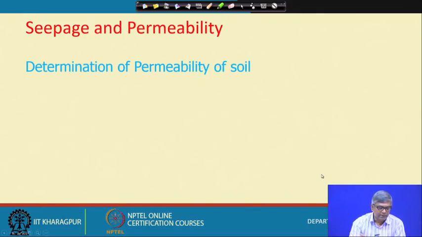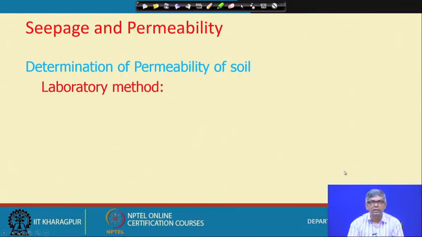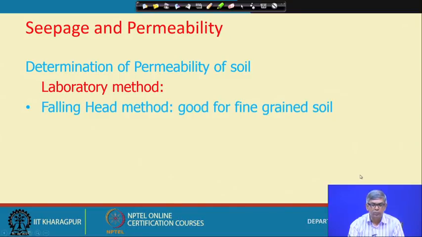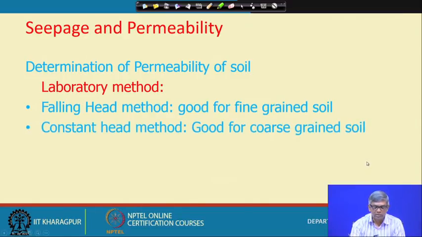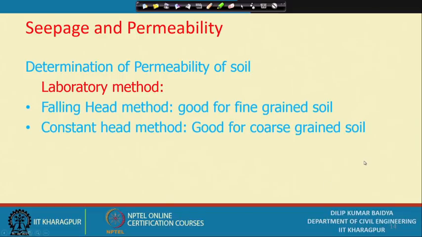Now, seepage and permeability. Qualitatively we have got some information. Now, we need to quantify them, so we have to find some way to determine those values, and there are different methods. There is a laboratory method, there is a field method. In the laboratory we have two different methods. One is the falling head method, which is good for fine grained soil, and there is a constant head method which is good for coarse grained soil.